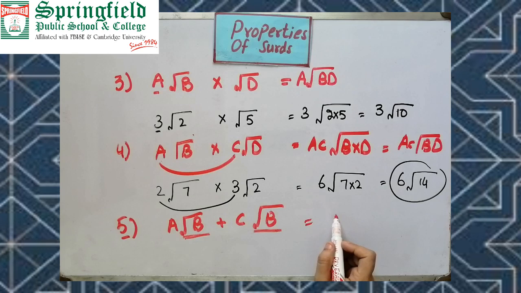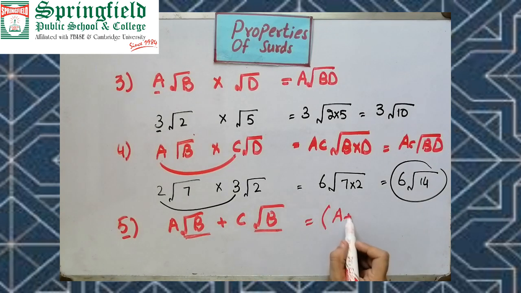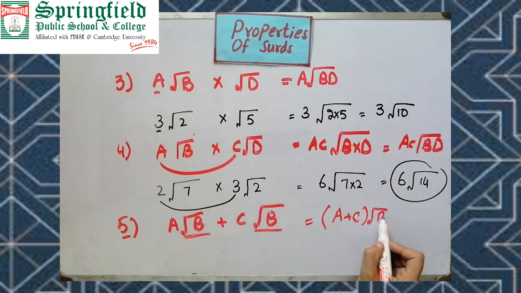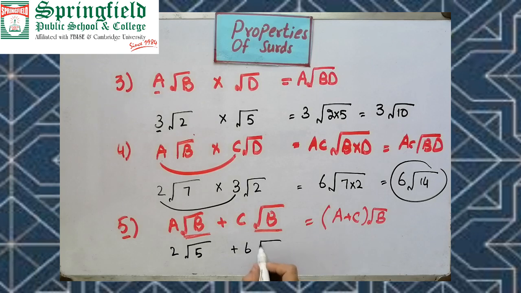Okay, now it will become A plus C, and take the common under root B. So it will become A plus C, and then after the bracket we will write under root B. Let's suppose an example: 2 under root 5 plus 6 under root 5. It means the values are same here.